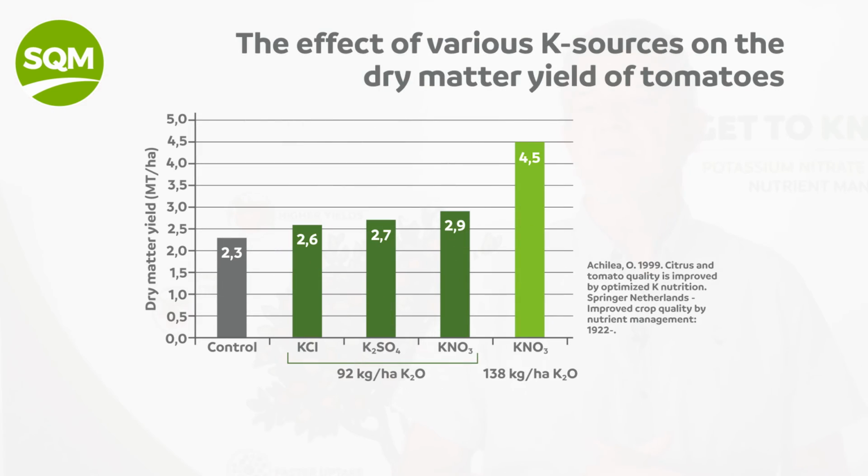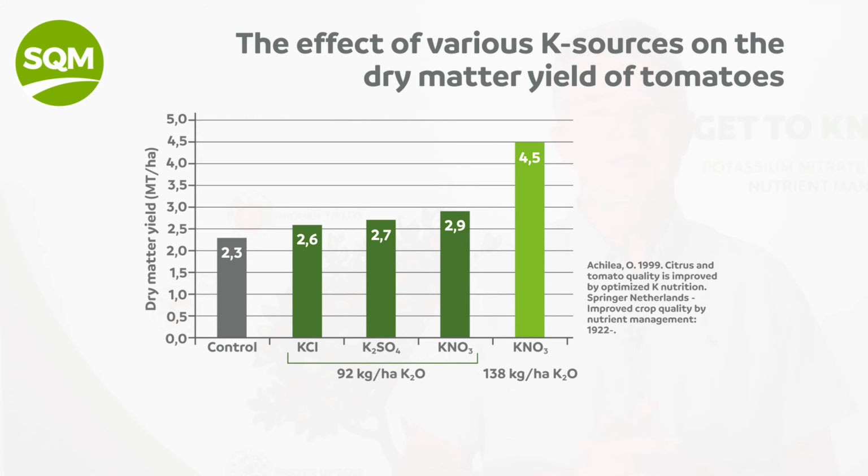Just to show you the effect of various K sources on the dry matter yield of tomatoes, tomatoes being the model crop here, we have on the y-axis metric tons per hectare, and on the x-axis we have a control. And then we have 3 different sources of potassium: potassium chloride, potassium sulfate, and potassium nitrate. And then we have on the right-hand bar just an increase in the potassium nitrate.